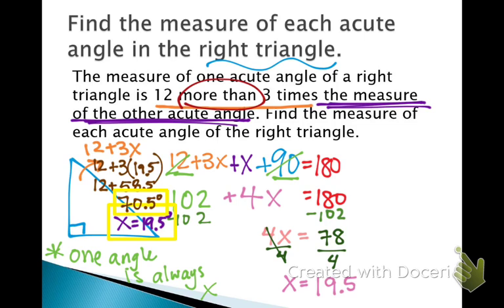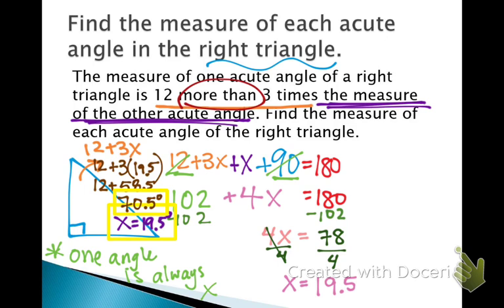So there is a way to check this. What should the three angles in a triangle add up to? 180. So here's kind of like a shortcut. If you have 180 total degrees, how much is taken up by the right angle? 90. What's 180 minus 90? 90. So what should these two angles add up to? 90. So go ahead and check. 70.5 plus 19.5, and we get 90. And then plus 90, 180. Huzzah.